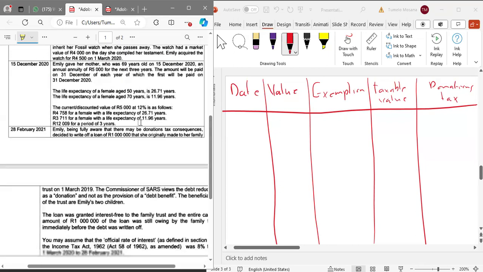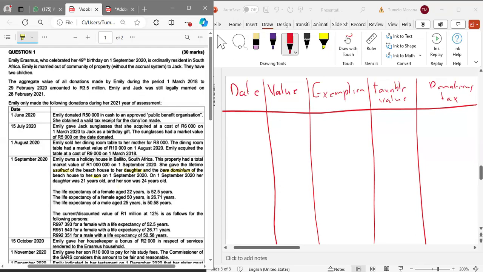We are dealing with the 2021 year of assessment, right? As mentioned here. So we are dealing with the 2021 year of assessment. Should I do the first one for you and then you will take it from there? Or anyone who's brave enough to try the first one?